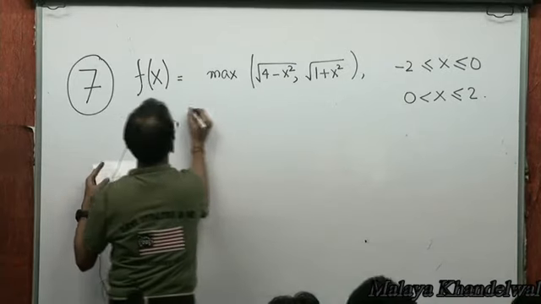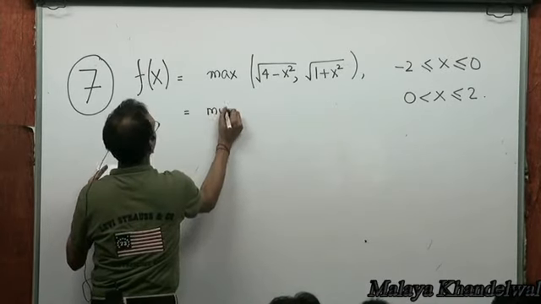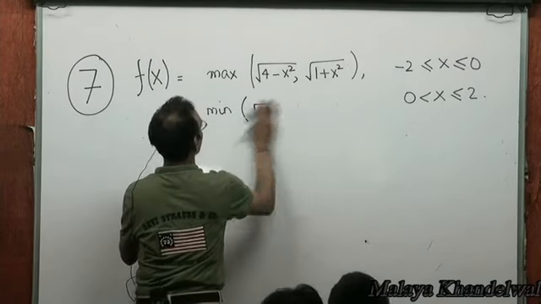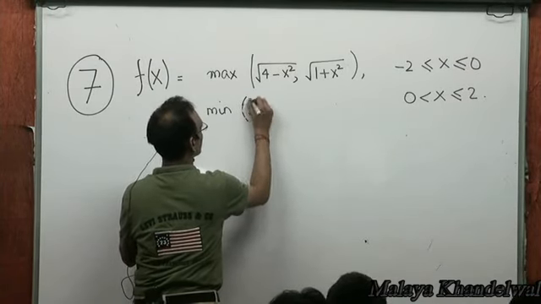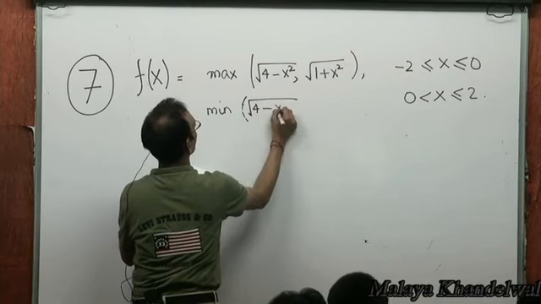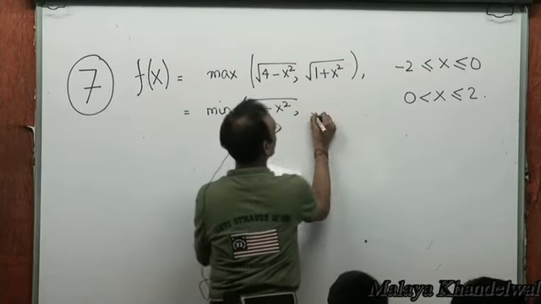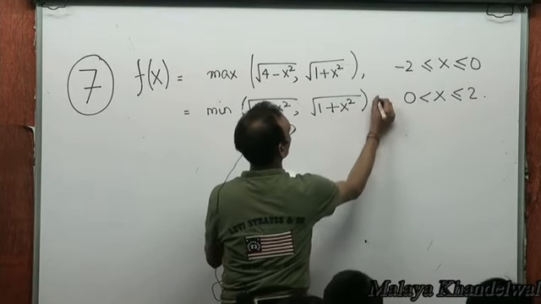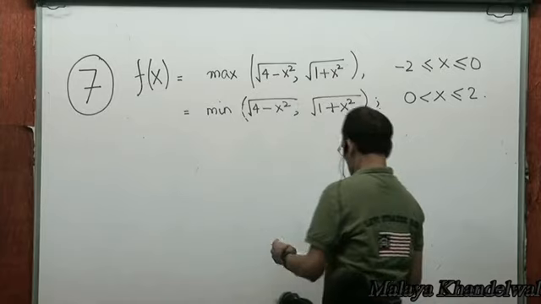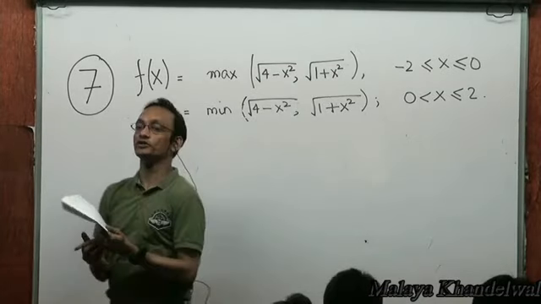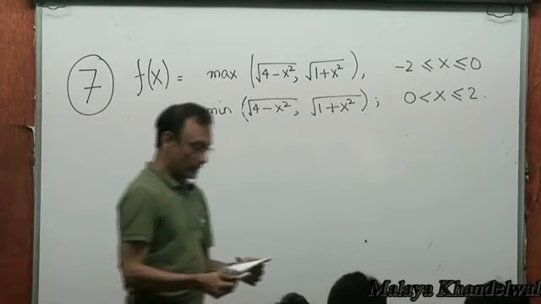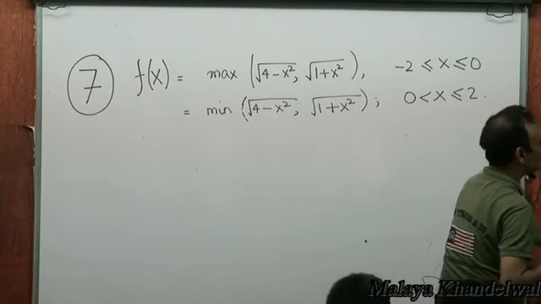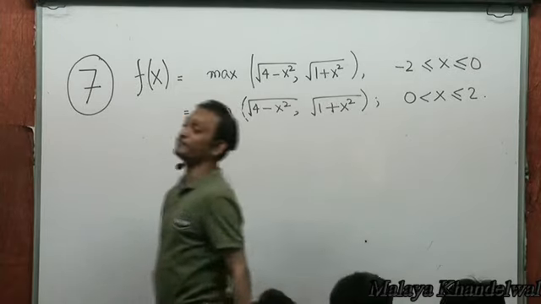it's defined as the minimum of root 4 minus x squared, root 1 plus x squared. We want to examine this function for continuity and differentiability in this interval. Clear? See, these problems are solved graphically.